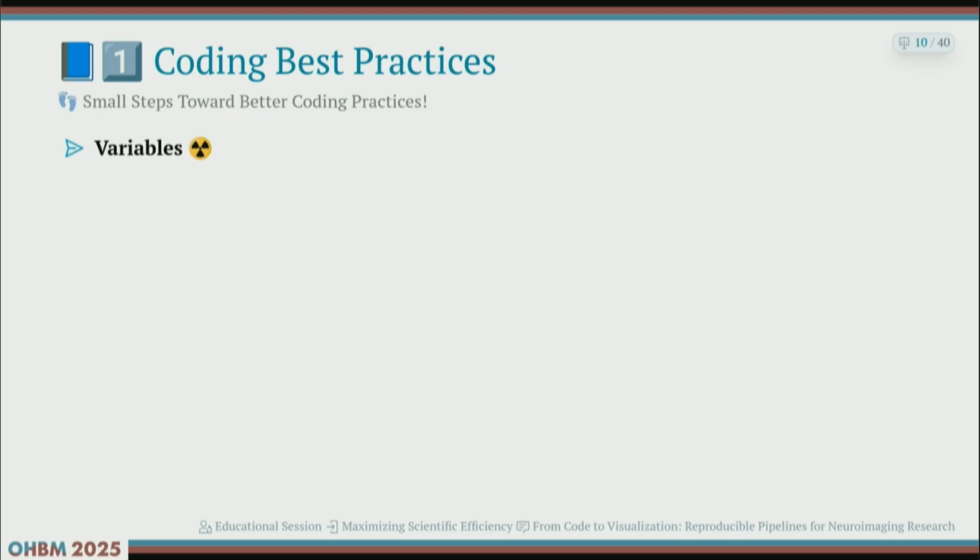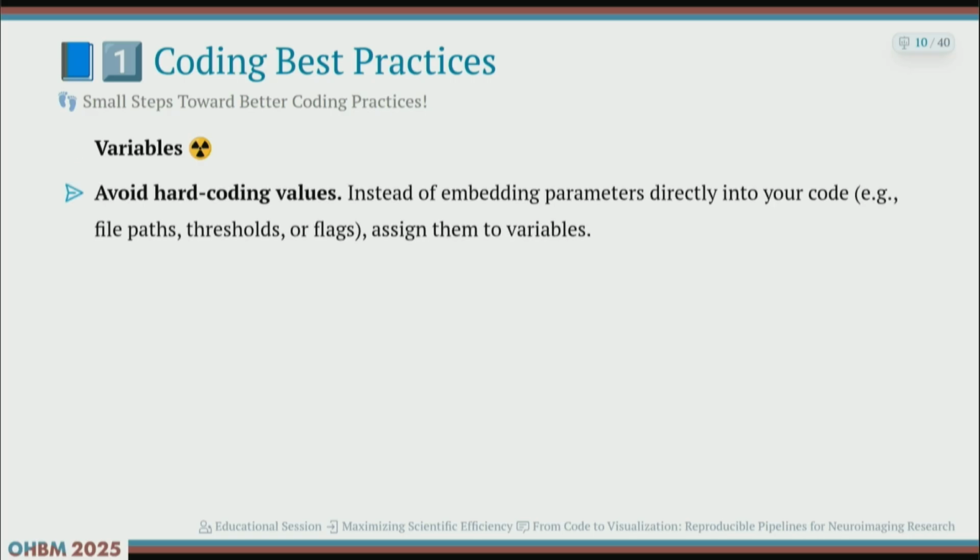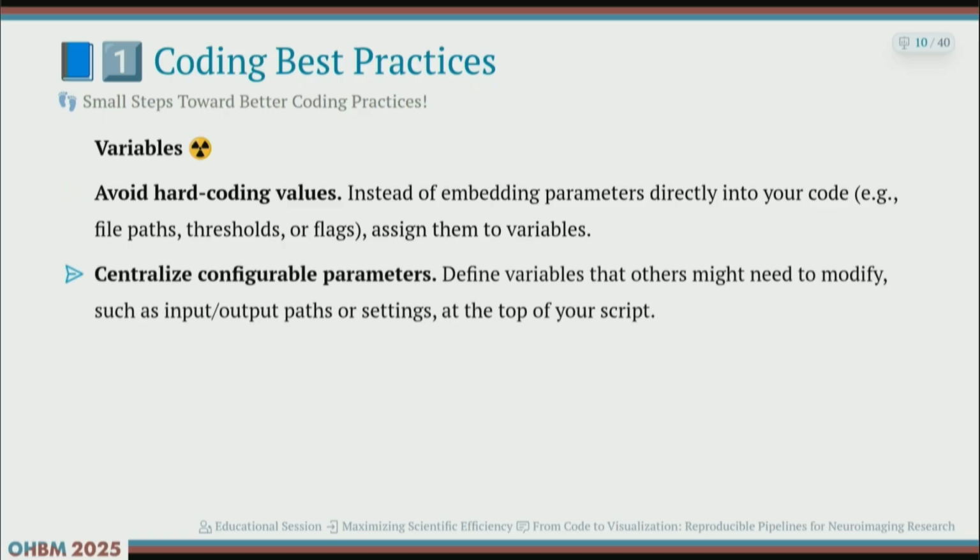Then there's variables and how we use variables in our code. Basically, the idea is instead of putting hard-coded things like paths to a directory or a parameter like a p-value or a threshold, it's always better to define some variables at the very top of your script so that if people want to alter your variables, they could do it. It centralizes those parameters so that people know what parameters your script takes, and they could change them when they want to use it.